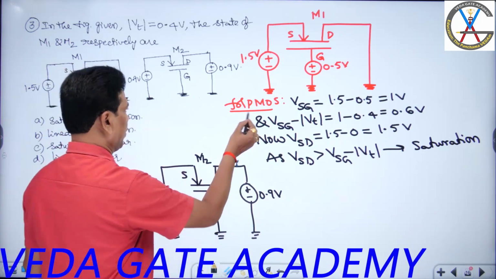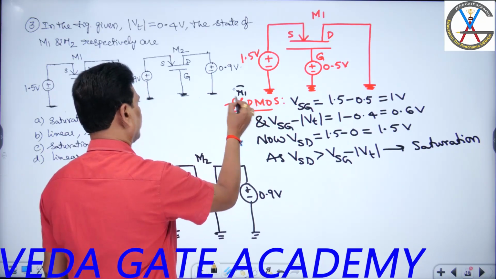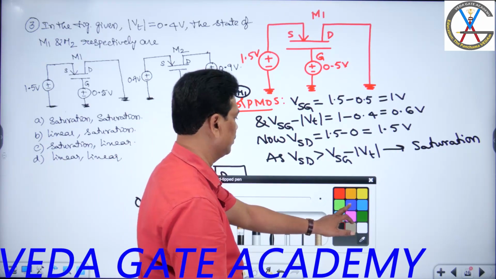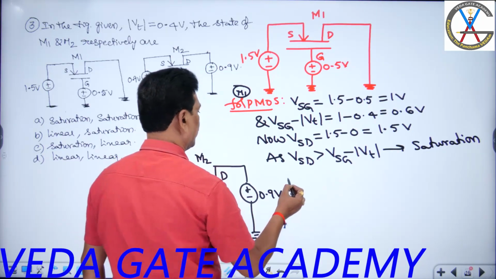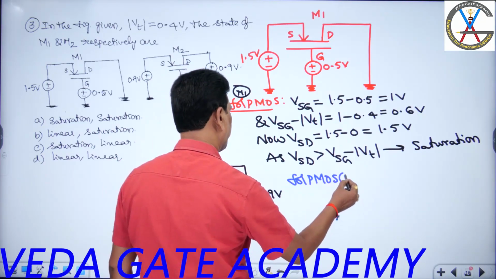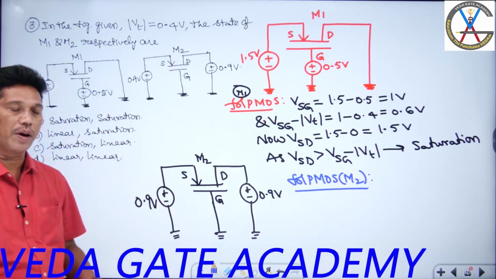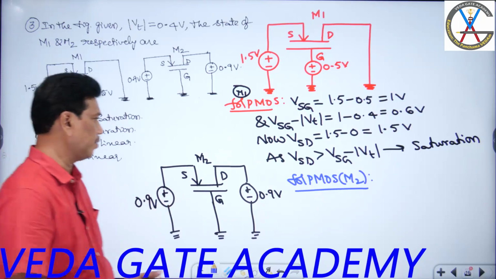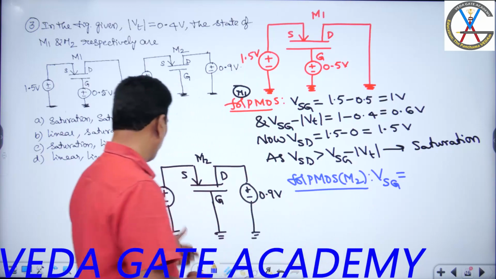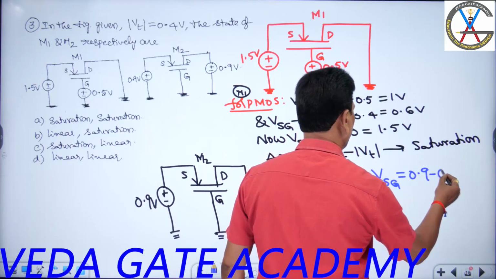Okay, this is for PMOS of M1 you can call. This is for PMOS of what, sir? M1. Now I can go for PMOS of M2, students. What is that VSG, sir? VSG equals Vs minus Vz. Vs is 0.9, Vz is 0, sir. 0.9 minus 0 equals 0.9 volt.